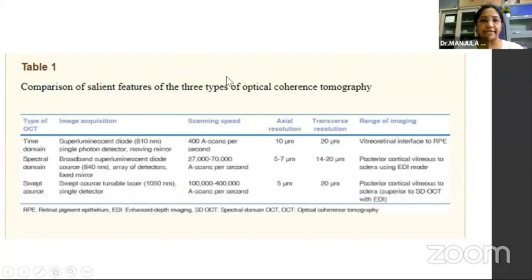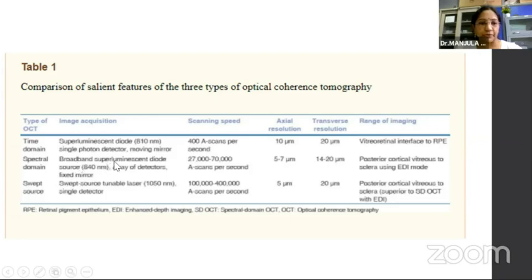So when we compare time domain, spectral domain, and swept source OCT, time domain uses a superluminescent diode of 810 nanometers. Here the detector is a single photon detector. Unfortunately, the mirror is moving. Hence the scans per second are fewer, with 400 A scans per second, and the range of imaging is from the vitreoretinal interface to the RPE.